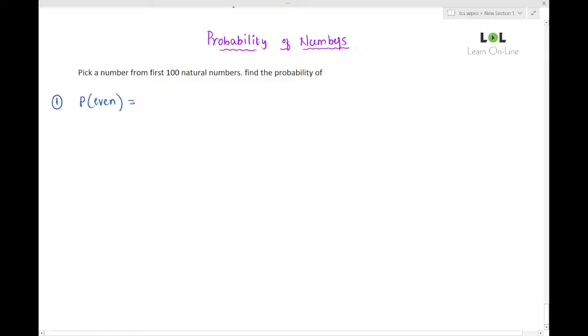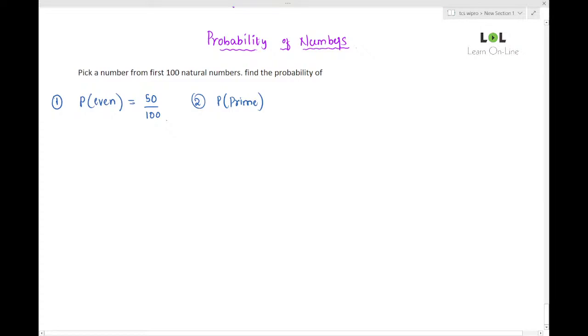What is the probability of getting an even number? 50 by 100. So 50 even numbers are there. 50 favorable cases divided by total cases 100. Very simple. Agree? Suppose I ask you, what is the probability of getting a prime number?